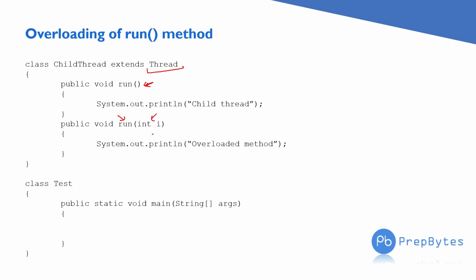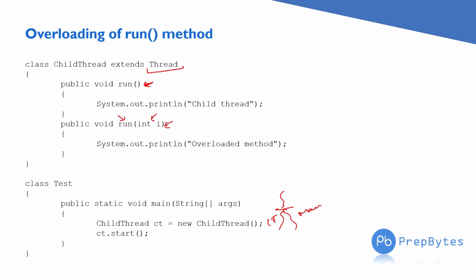This is the job of this one, and we will create a child thread object. The same things will happen: ct.start. So this is our main thread. After ct.start, we have two threads, a child thread and our main thread, and they will be executed simultaneously. Now tell me what will happen. Which run method will be called by start? This one or this one?